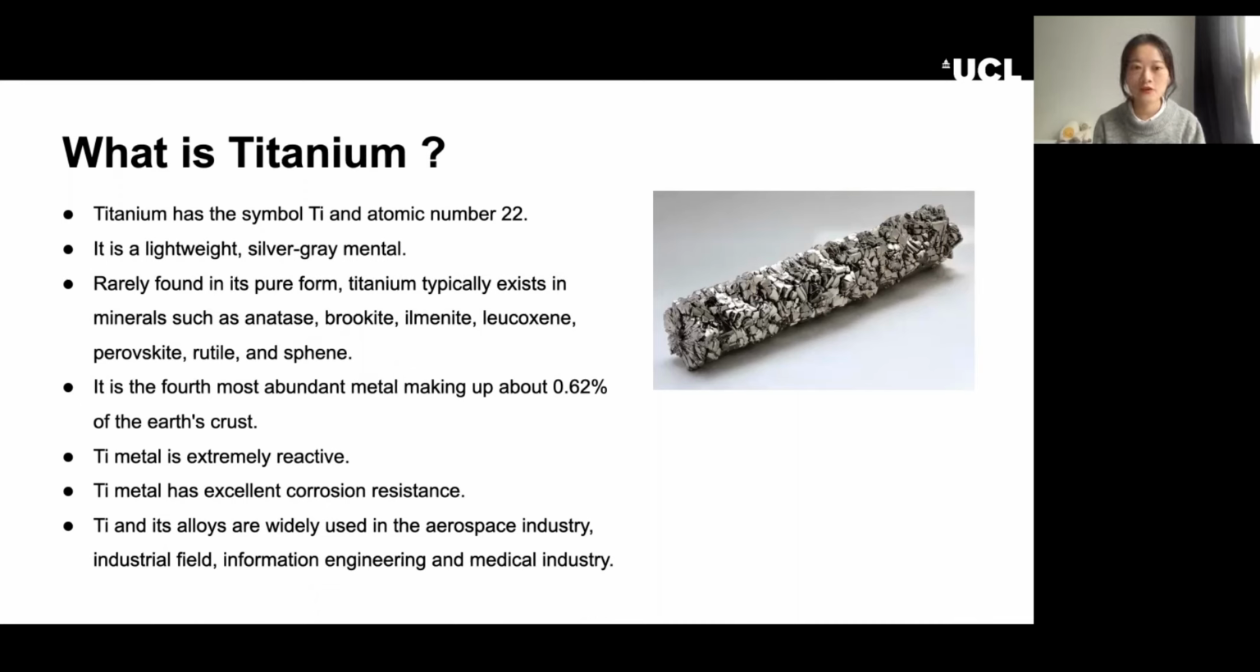You can see this photo. It is a light white silver or gray metal. Although it is rarely found in pure form, it is the ninth most abundant metal in the Earth's crust. Titanium metal is reactive and has excellent corrosion resistance. Titanium ore is also widely used in the mining industry.